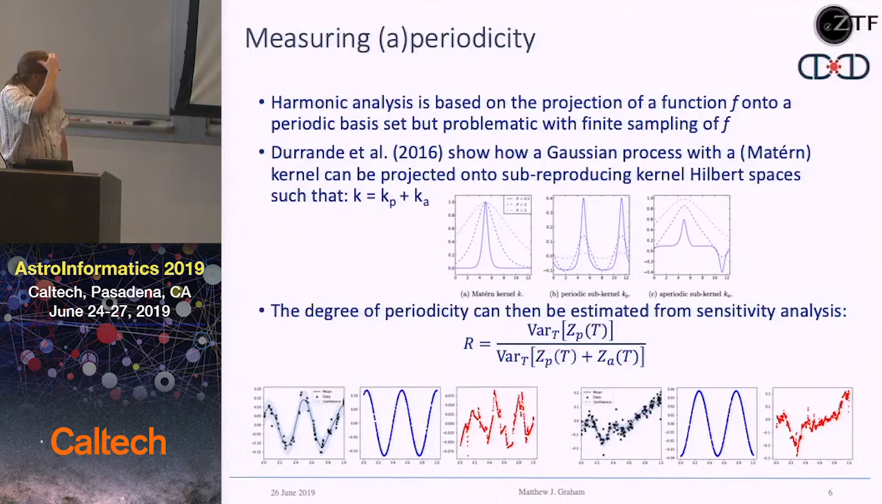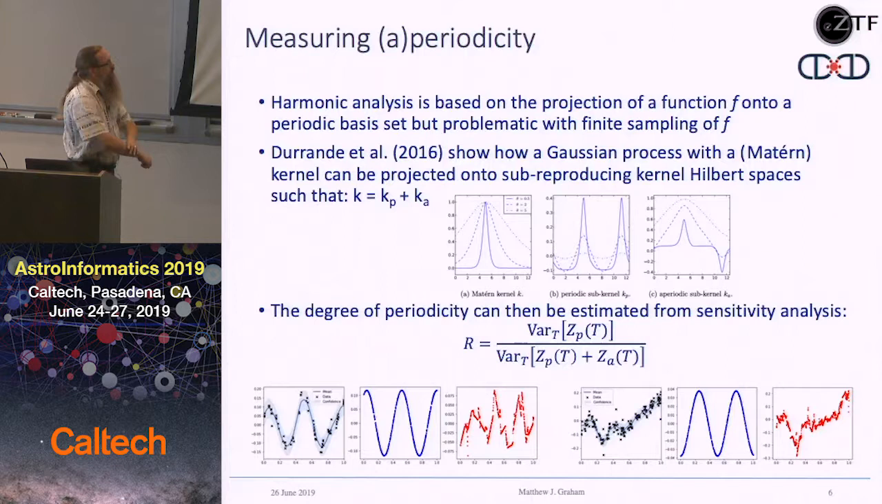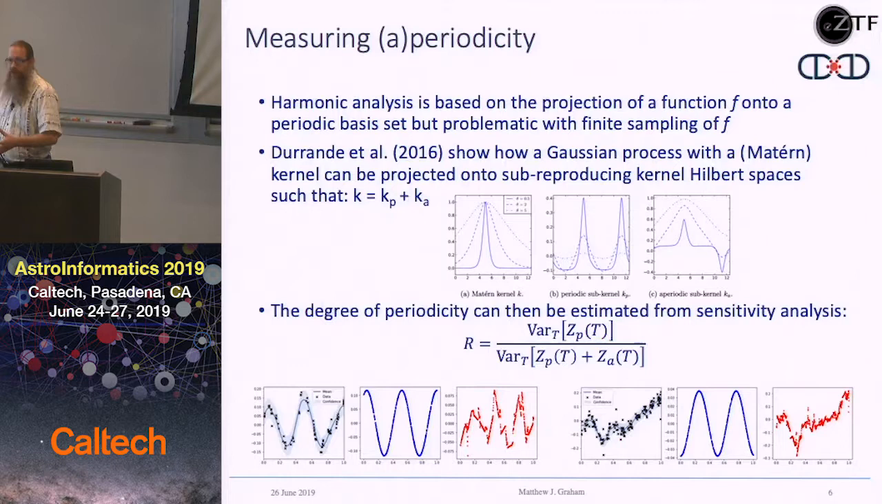Now, there's this work by Nicolas Durrande. This is the group who came up with the GPflow Python module for doing Gaussian processes. They showed that with a Gaussian process, particularly with something like a Matern kernel, you can project this in a theoretical way onto subspaces such that the kernel you're using for your Gaussian process is a linear combination of a periodic kernel and an aperiodic kernel. So what you're actually doing is decomposing a given Gaussian process into the aperiodic component and the periodic component.